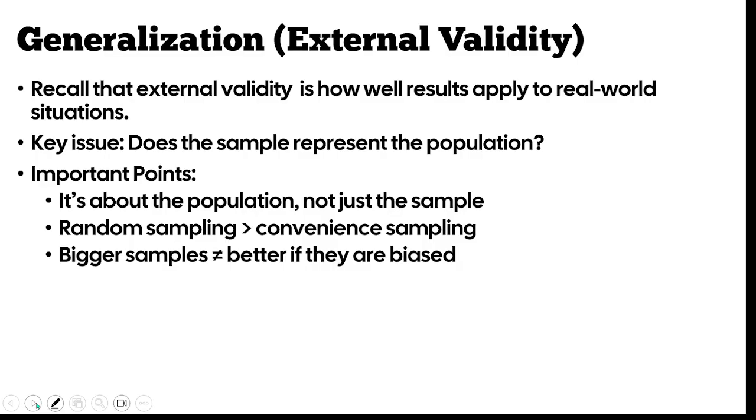Remember back to our discussion on validities. We talked about 4 different kinds of validity, and one of the kinds we talked about was something called external validity. And external validity is how well our results can be generalized. And by generalized, we mean how well can I apply these results to real-world situations. The key issue here with our studies is how representative was my sample of the population.